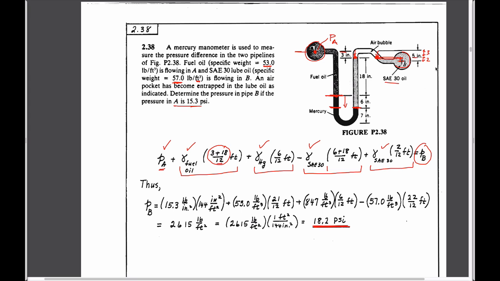So the only important thing to realize here is that with the air pocket, the pressures have to be the same magnitude on the surface, and therefore they have to be at the same physical elevation of the fluid part. Okay?